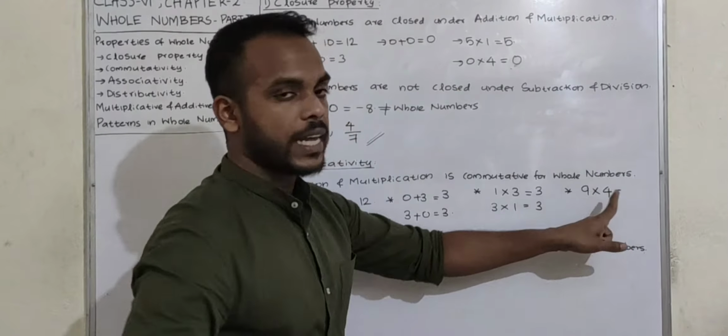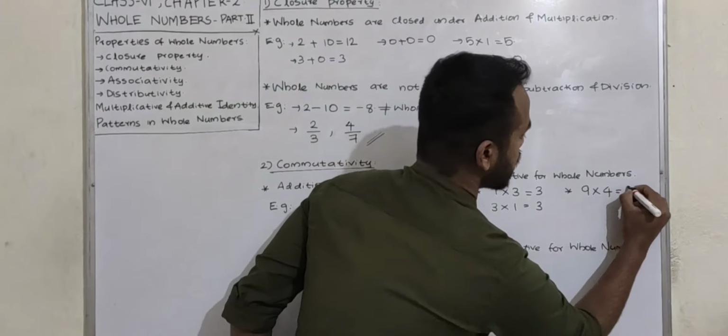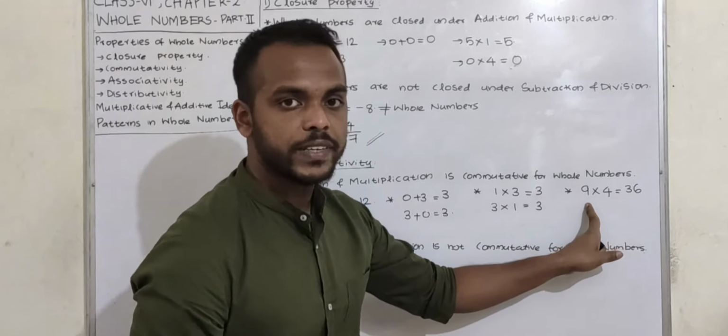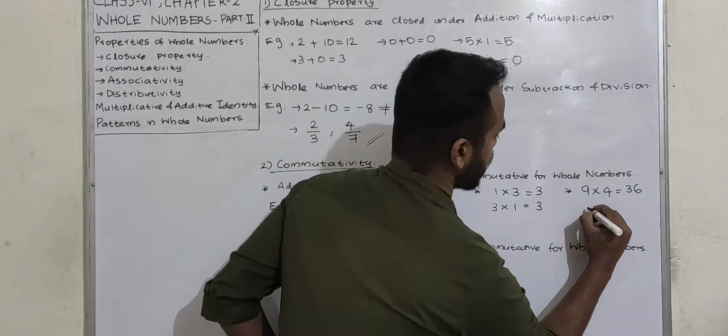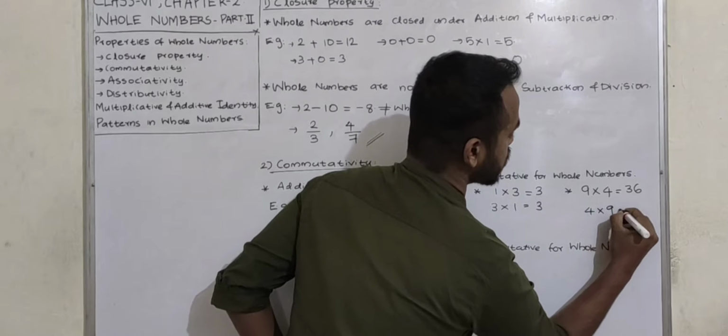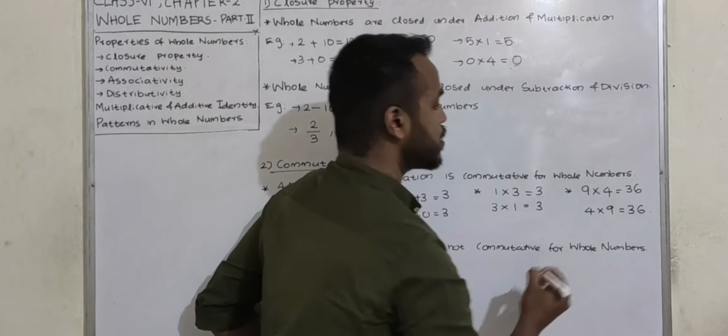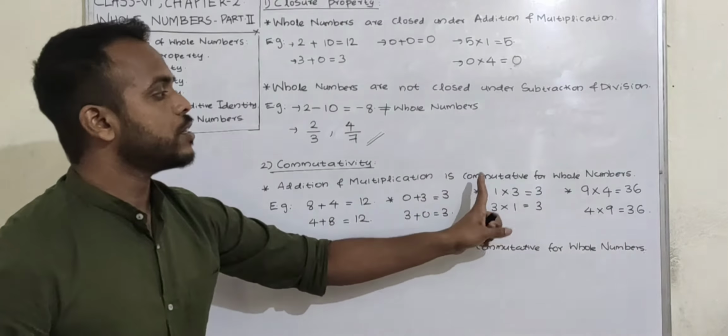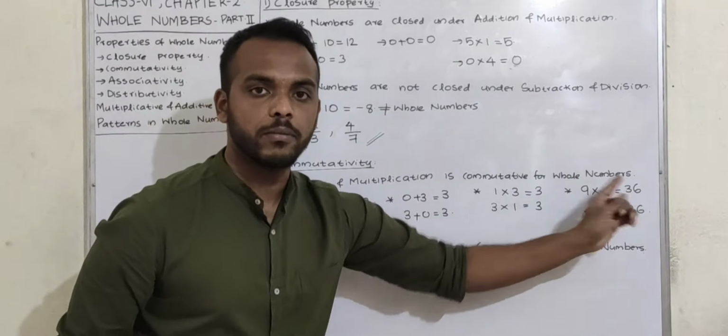Another example. 9 times 4. What is 9 times 4? It is 36. Now change the order. How should we write? 4 times 9. What is the value? 36. So we can say addition and multiplication are commutative for whole numbers.